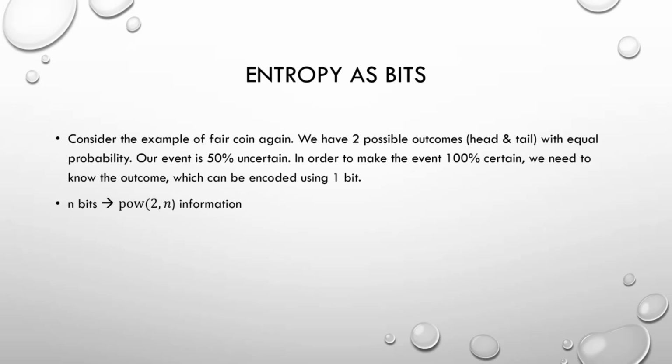Now let us intuitively understand how entropy can be measured as bits and what we infer from entropy. Let us consider the same example of the fair coin. Right? We have two possible outcomes. Our event is 50% uncertain for any possible outcome. Now, in order to make the event 100% certain, we need to know the outcome. We have two possible outcomes. How can we encode these two possible outcomes? Using just one bit, right? So our entropy in this case would be one bit, right?